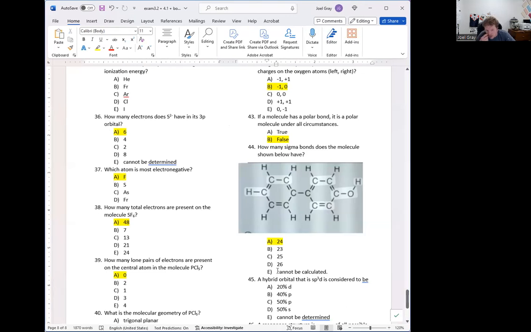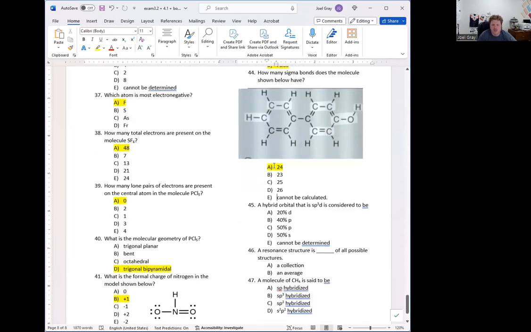Now, if you were to look at this in a slightly different way, how many pi bonds does it have? Well, your answer for the number of pi bonds is looking for the number of double bonds. I see a total of 6 double bonds, so I've got a total of 6 pi bonds.